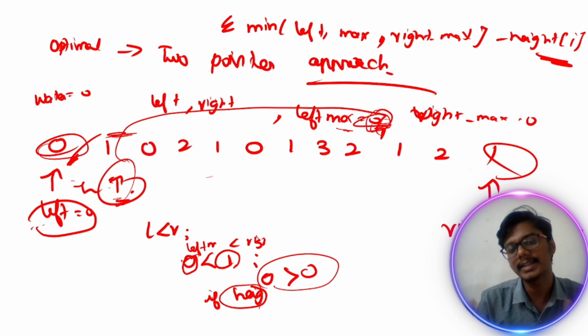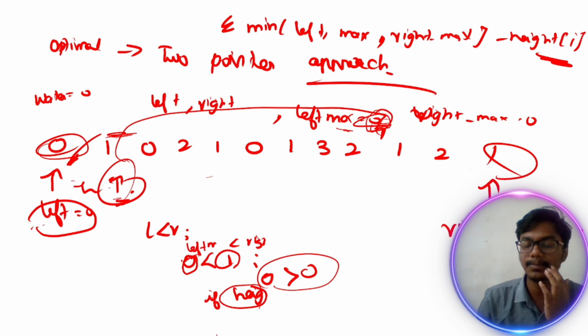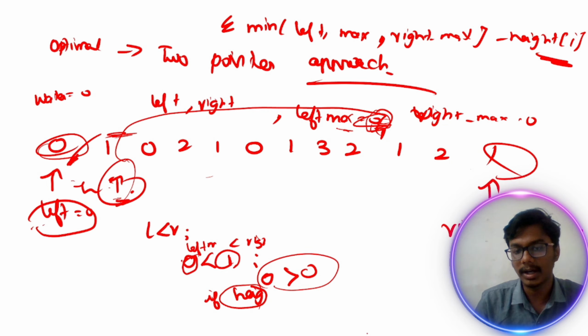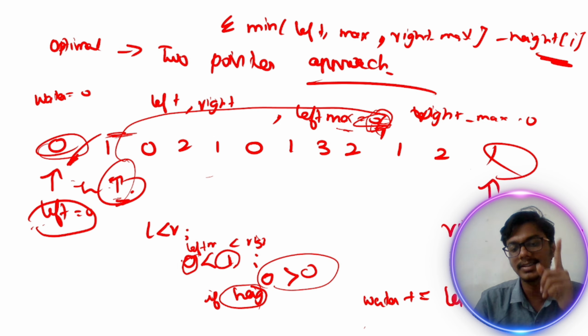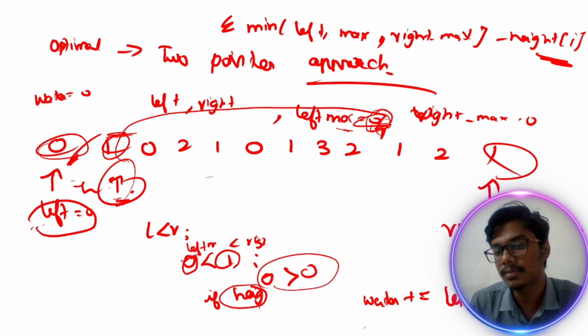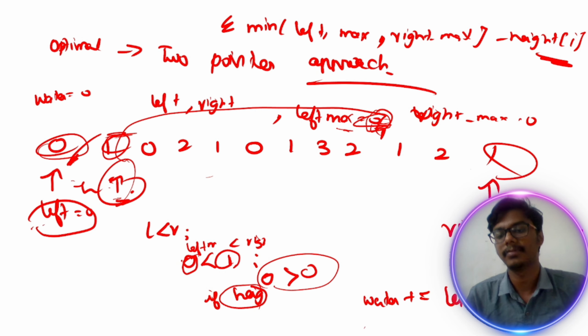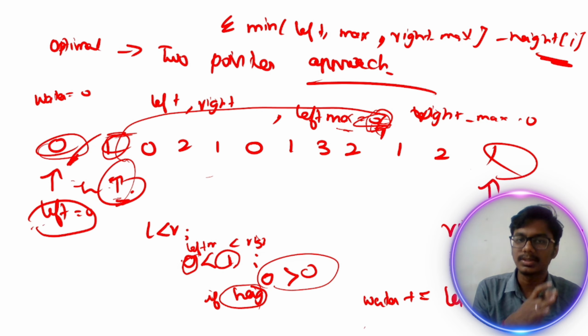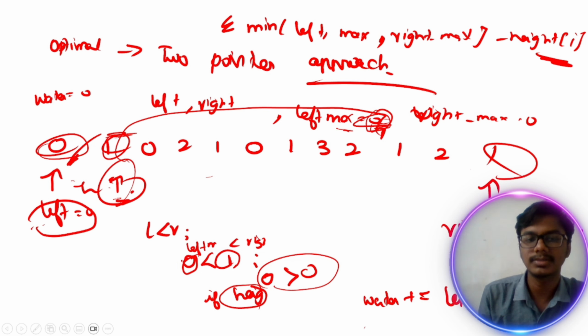Otherwise, water plus equal to the left max minus the height of the array at i. If it is 4 minus 2, it is 2. That is stored in the water. That's how the optimal solution works. Have you understood, guys? If you have any doubts, please let me know in the comments below.